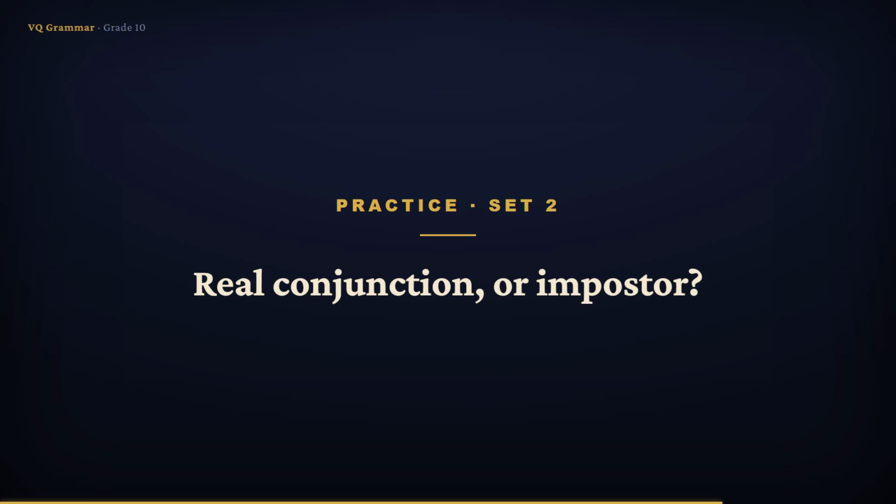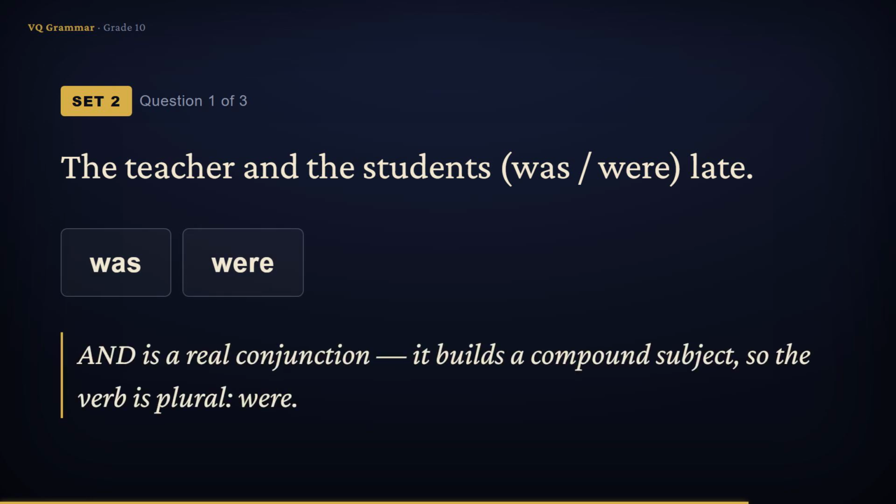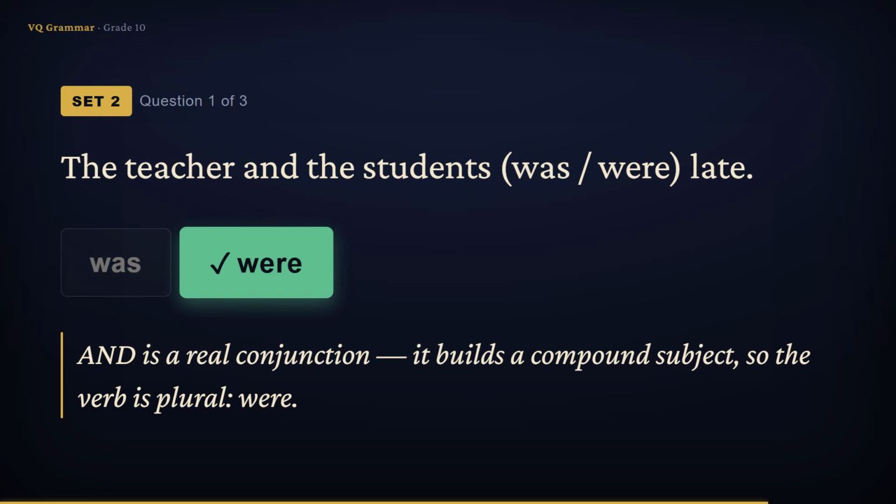Now let us test the contrast that matters most, a real conjunction against an imposter. Watch the commas, decide whether the subject is one or many, and choose the verb. Pause and try each one before I answer. The teacher and the students blank late. Look closely. There are no commas anywhere, and the joining word is and. That is a real conjunction, so it builds a compound subject. The teacher plus the students, more than one. The correct answer is were.